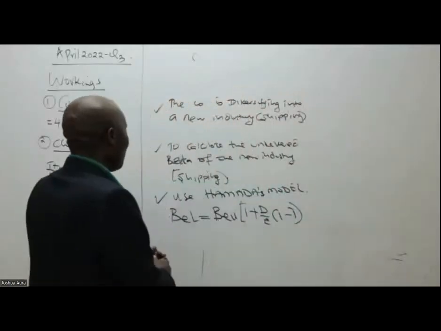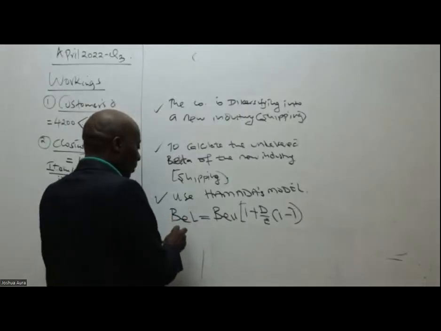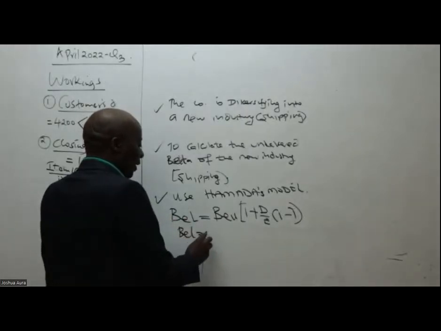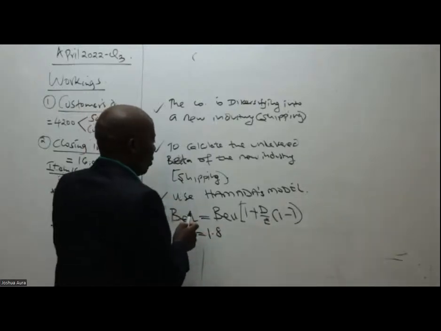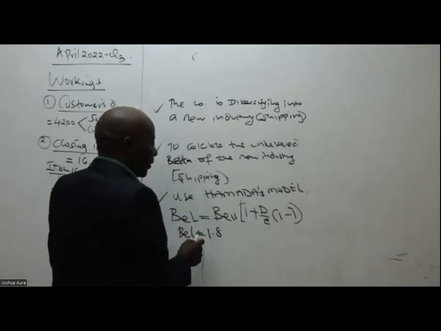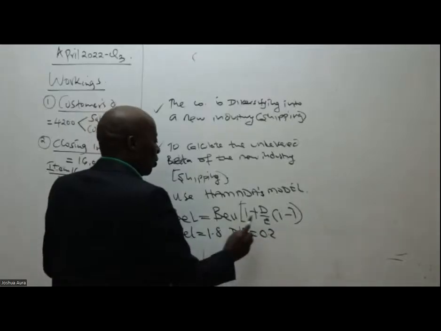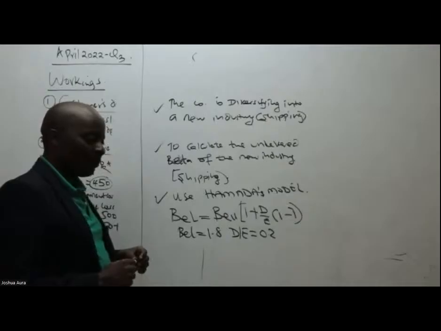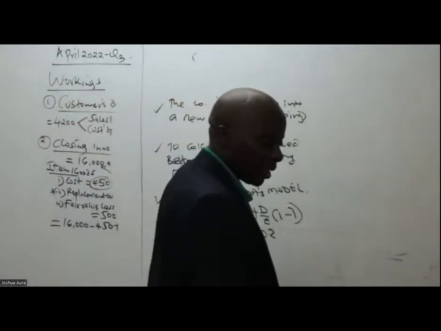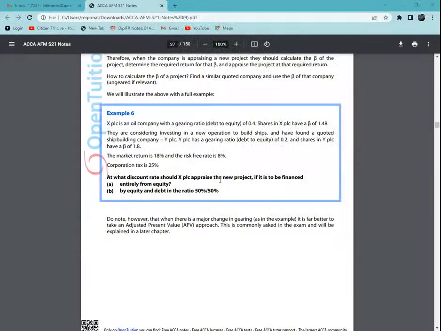So meaning, ladies and gentlemen, that they have given us Bell. You know, Bell is beta equity levered. So Bell is beta equity levered, which in this case is 1.8 of the new industry. We're talking of the new industry, 1.8. And fortunately for this new industry, they have given us a debt to equity ratio of 0.2. I'm not guessing here. They have told us debt to equity of this is 0.2.